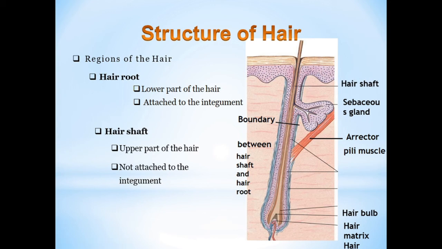This is hair shaft. This is sebaceous gland, as I have told you previously, the function of sebaceous gland. This is the hair arrector pili muscle, a hair root, connective tissue sheath. This is hair bulb, hair matrix. Okay, and this is the boundary between the hair shaft and the hair root.